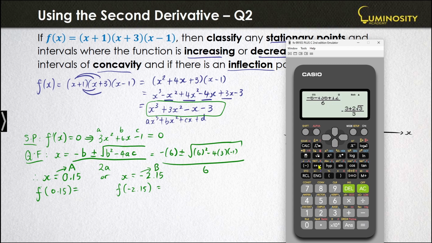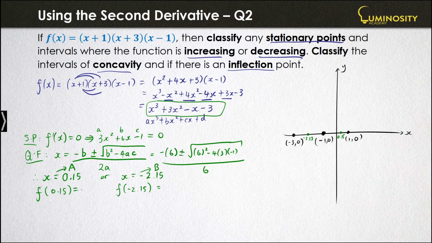So shift store B. Okay, so now what I'm going to do is take the original function, which is that. So I'm going to say open brackets, alpha A cubed, this is the same function, plus 3 times alpha A squared minus alpha A minus 3. So that gives me negative 3.08. It's 2 decimal places. So this coordinate is 0.15, negative 3.08.